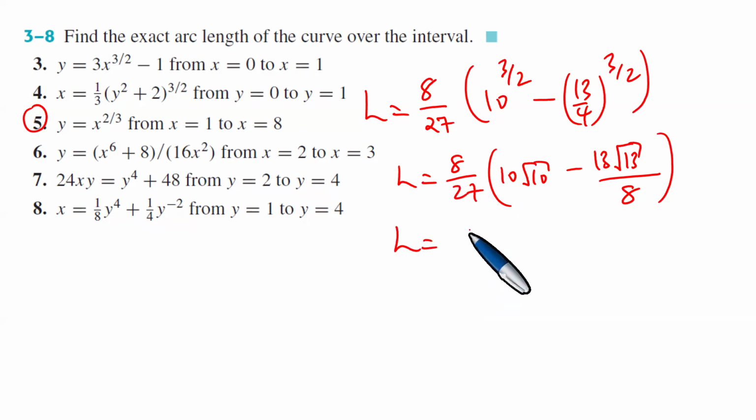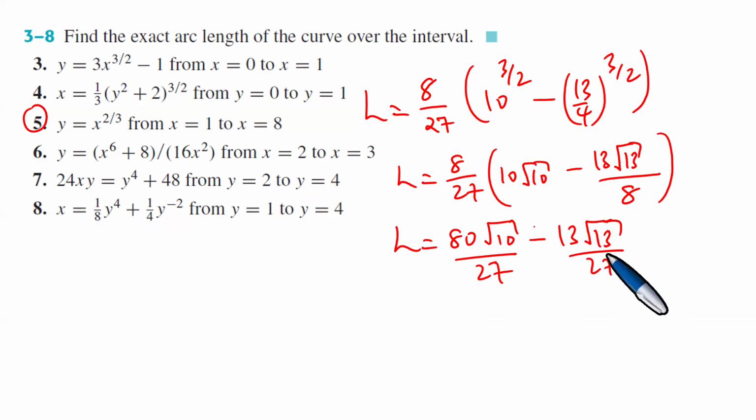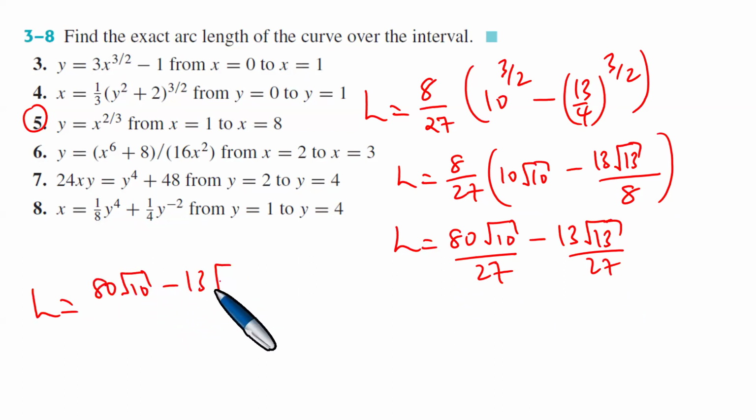For example, you can write it as 8 by 10 is 80 the square root of 10 minus 80 the square root of 10 out of 27. Okay, the 8 cancels, giving us 13 the square root of 13 out of 27. So the arc length would be given by 80 the square root of 10 minus 13 the square root of 13, and everything is out of 27. So yeah, this is the exact arc length.